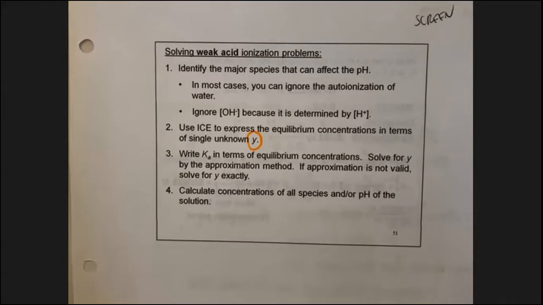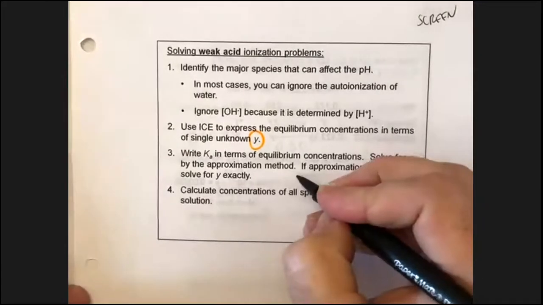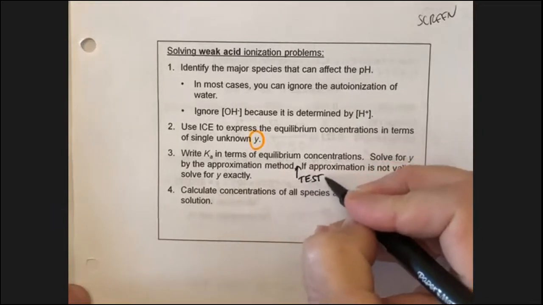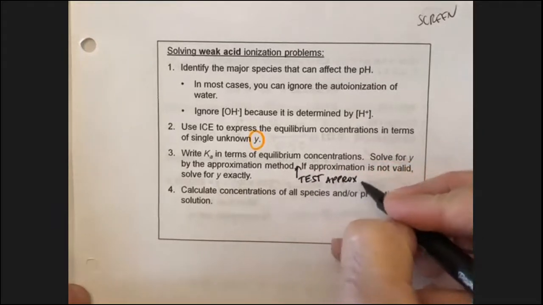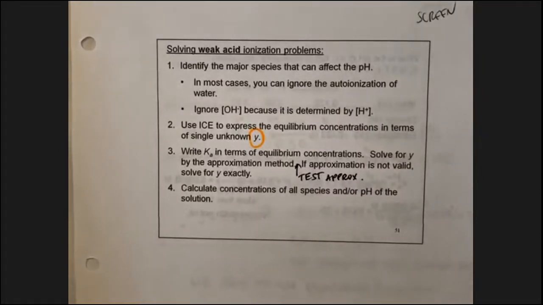We solve for the unknown by the approximation method. We test the approximation. We have to test it. And if it is not valid, then we're going to have to solve for it exactly using the quadratic equation. And then, if we need to, we can either calculate the concentrations of all the species like we did before in the equilibrium exercises, or we can calculate the pH directly. All right, so that's kind of the way it works. Okay, so I have a problem for you now. This is the next problem.